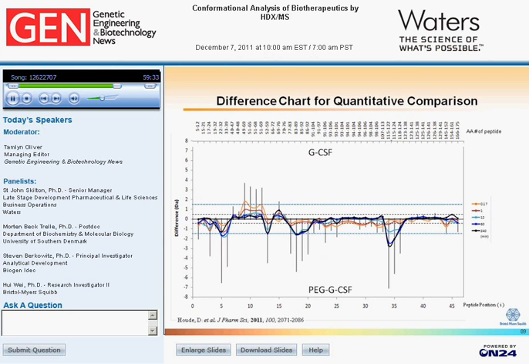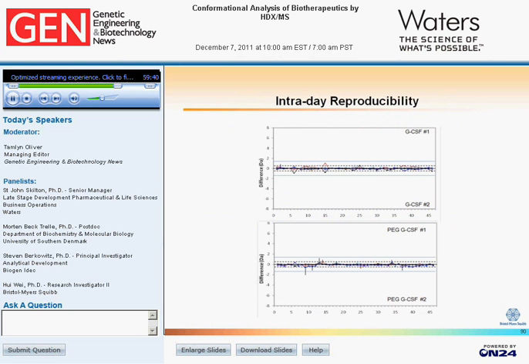Finally, we evaluated the intraday reproducibility of the method by drawing the difference charts using the replicates from the same proteins. The top plot is the GCSF, and the bottom chart is for the pegylated GCSF. As you can see, the curves and bars are well confined within the significant bands on the plots, indicating the good reproducibility of the methods. It also told us that the differences that we did observe between the two proteins were real.